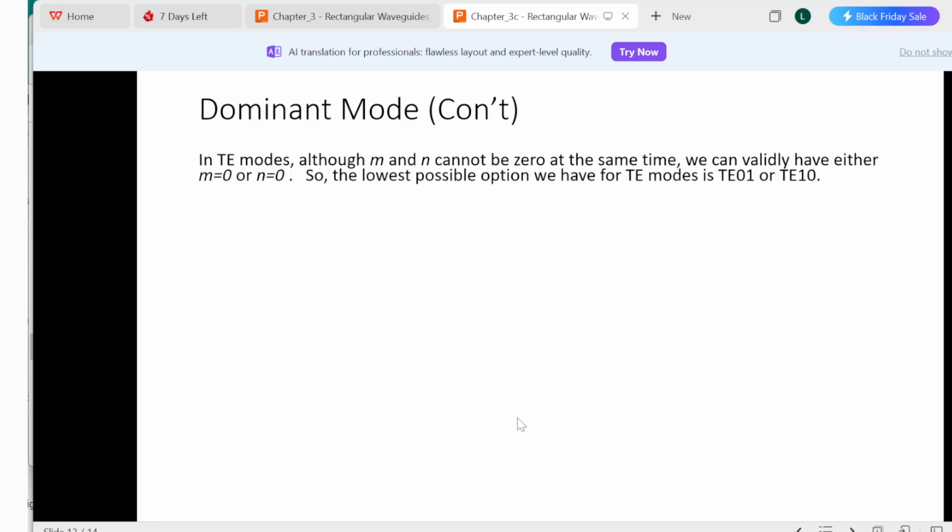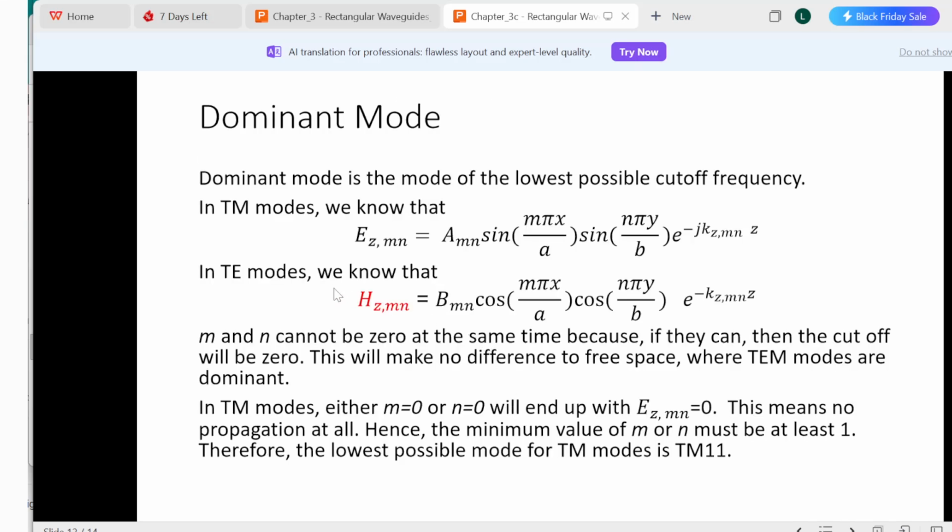Yeah, let's go back to the previous page. This is the solution for TEMO. Can m be 1? Can m be 0? Yes, definitely m can be 0.